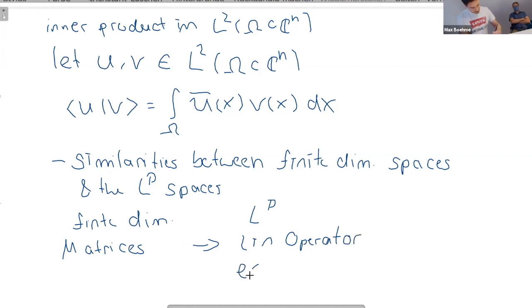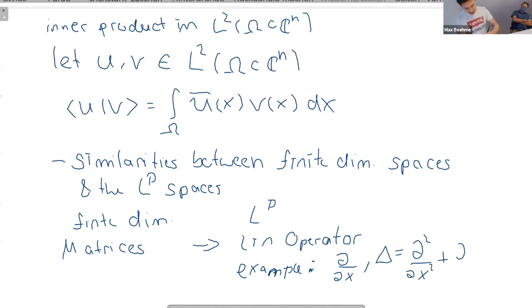An example for this is taking a derivative, or for instance, the Laplace operator, which is the sum of taking the second partial derivative for all coordinates which you have. Here, for instance, in three dimensions.